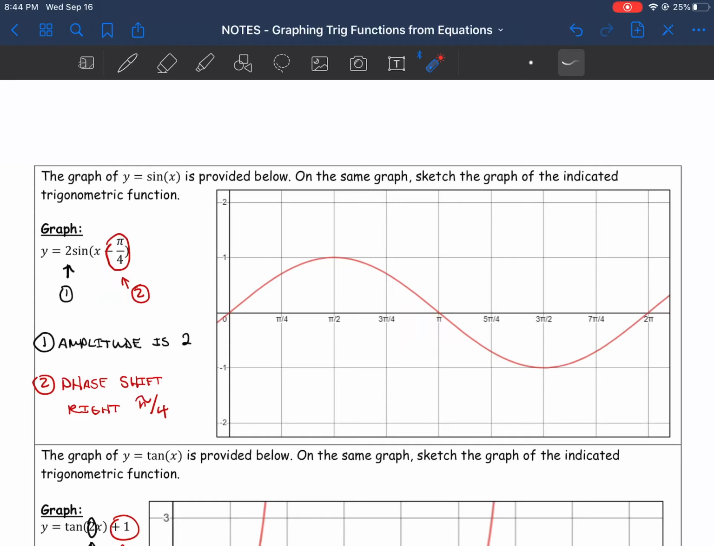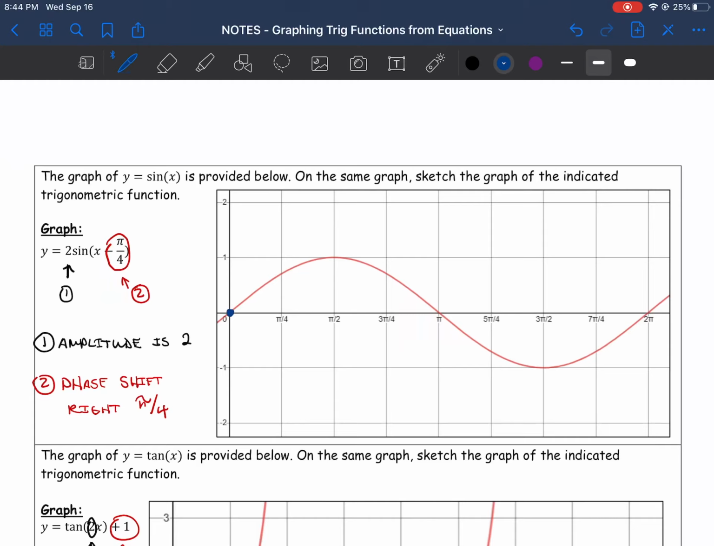Here's how I'm going to choose to approach this problem. First off, I'm going to take all the points on the original graph of sine, and I'm going to increase their amplitude by stretching them up by a factor of 2. So let's start putting some new points on here.